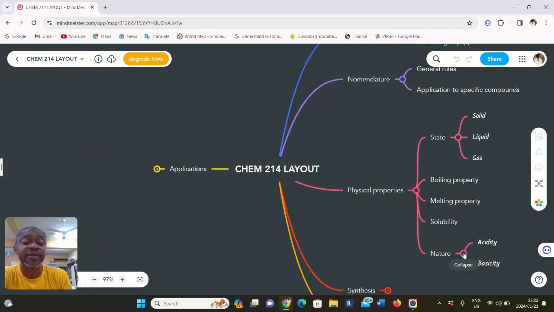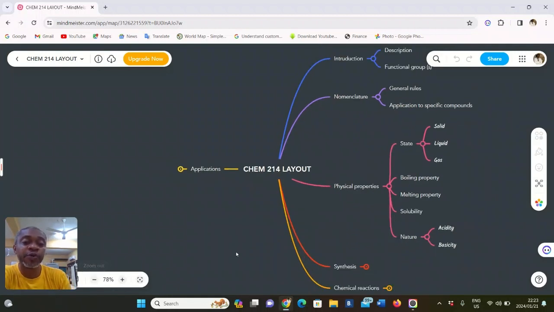For example, carboxylic acids are said to be acidic in nature. Why are they acidic? We also know that amines are basic. So why are they basic? These are some of the things that you need to take note of.